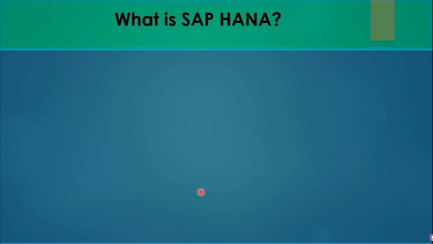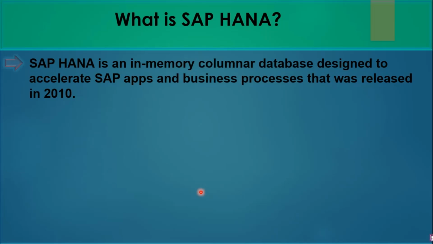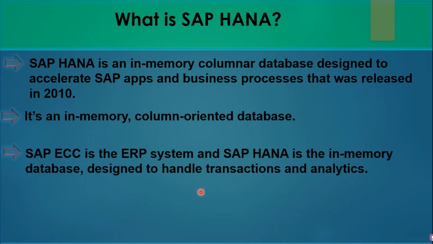Next is what is HANA. Note that, as I told you in the previous slide, R3 or ECC was designed to operate on third party databases like Oracle or DB2 from IBM. But HANA is a different database that was introduced by SAP itself. So don't get confused between HANA and S4 HANA. HANA is a database and S4 HANA is an application that runs on the HANA database. SAP HANA is an in-memory columnar database designed to accelerate SAP apps and business processes, released in 2010. SAP HANA is now the foundation for running SAP Business Suite and its products. It simplified the data structure and improved performance to increase user productivity, provide real-time visibility, and take advantage of analytics. Those are a few advantages of the HANA database.